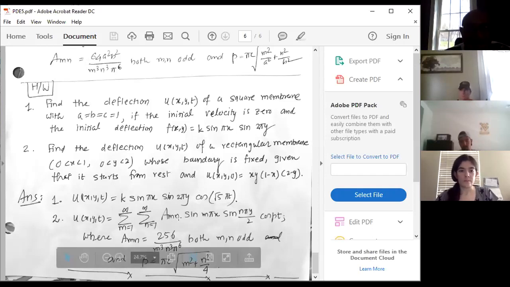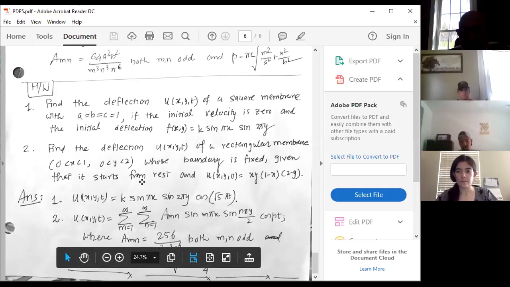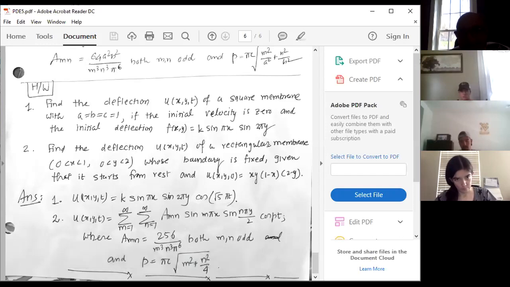Okay, guys, now look at the second problem too. Just read this problem. Before I start the solution of the second problem, just read this homework problem. Find the deflection u(x,y,t) of a rectangular membrane, 0 < x < a, where instead of a, here it is 1, and 0 < y < b, where here it is 2.